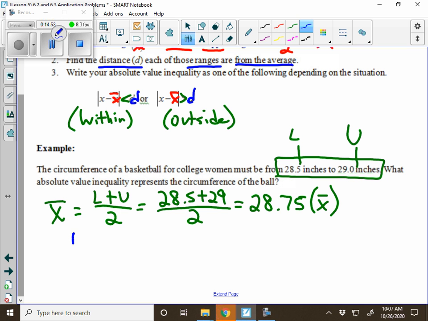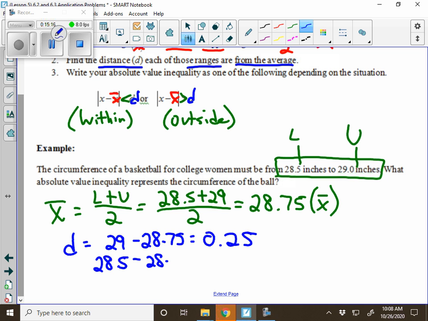Now the next step is to find our distance. We take the lower minus the average or the upper minus the average. If I take the upper minus the average, I get a positive 0.25. If I take the lower minus the average, I'll get that same number, but the negative of that. Remember, we are dealing with distance, so it doesn't matter if it's negative, we only really care about this number. It's distance, we are thinking positive numbers.